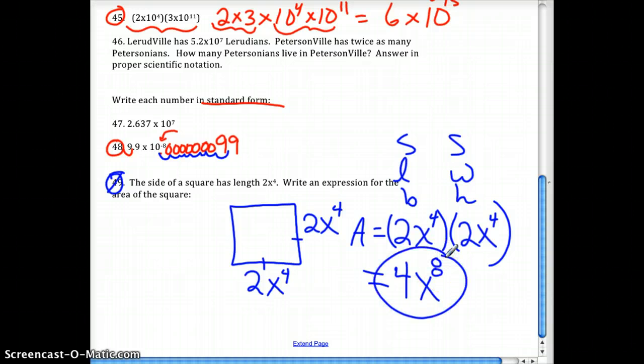So those are the ones I'm going to do. I promise you that when we correct it in class tomorrow, I will pick some of these. So you should definitely get them right.